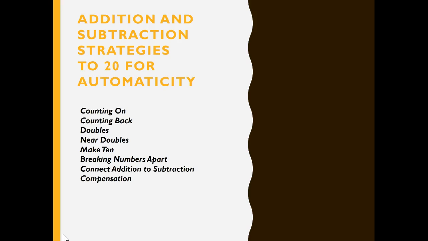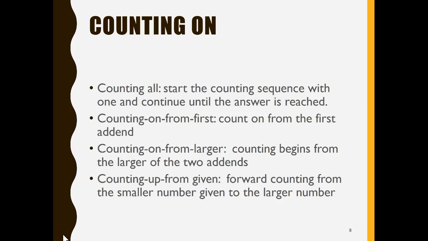Addition and subtraction strategies to 20 with automaticity. The kids are already familiar with counting on, counting back, doubles, near doubles, and make 10. But you still may need to review those. The last three, breaking numbers apart, connect addition to subtraction, and compensation, will be new to them.